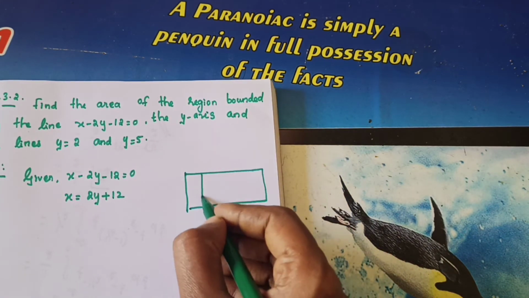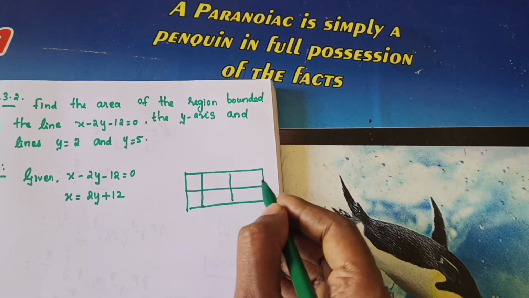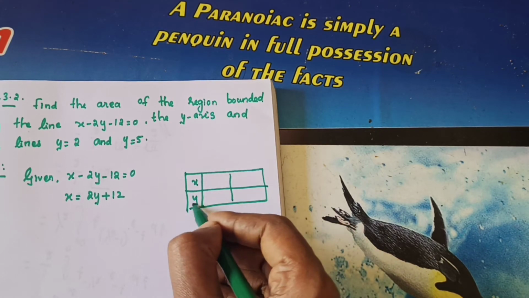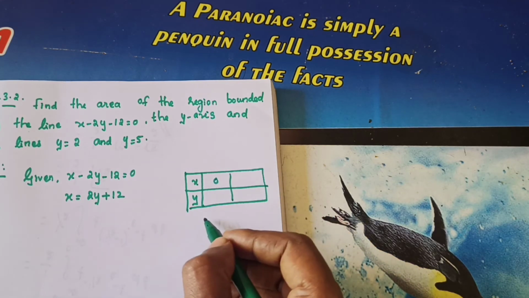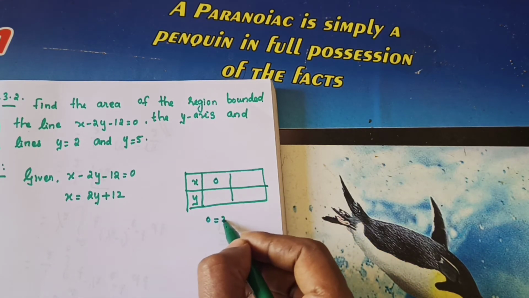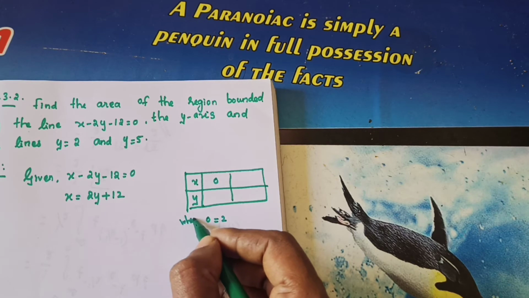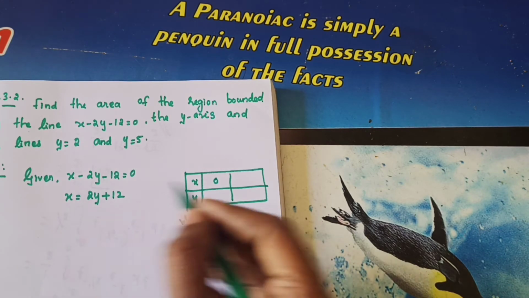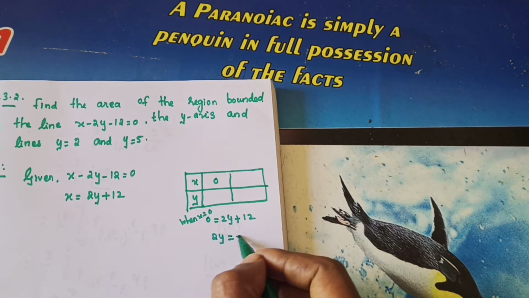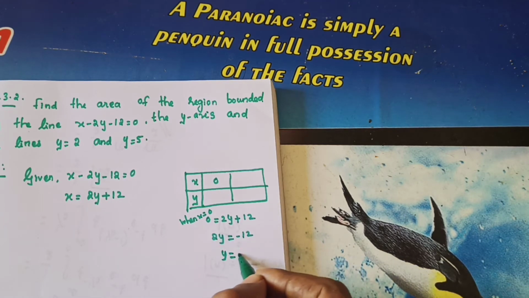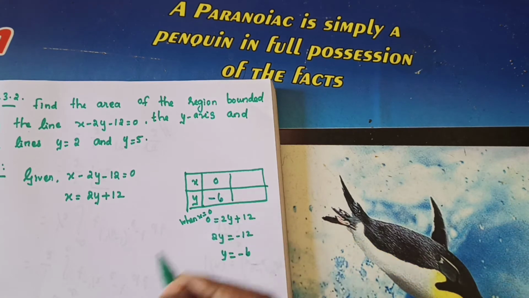points. Okay. So same as previous problem, you can give any two values for x, y. For x, one value 0. So substitute here x is equal to 0. What will happen? 0 equal to 2y plus 12. So 2y is equal to minus 12. So y is equal to minus 6. So you got the answer as minus 6.